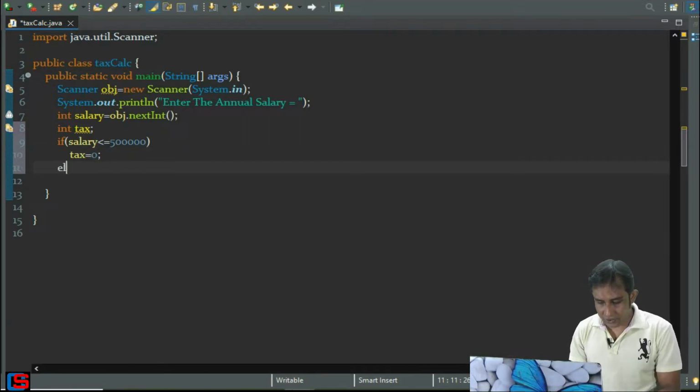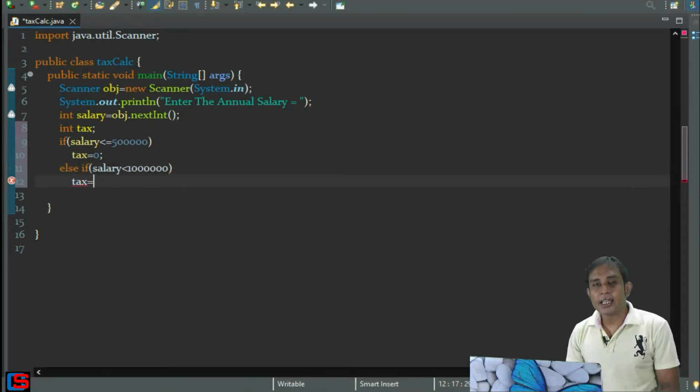And else if salary is up to 10 lakhs, then the tax will be 10% of the excess amount over 5 lakhs. So the excess amount is salary minus 5 lakhs, into 10%. So this is the tax amount.